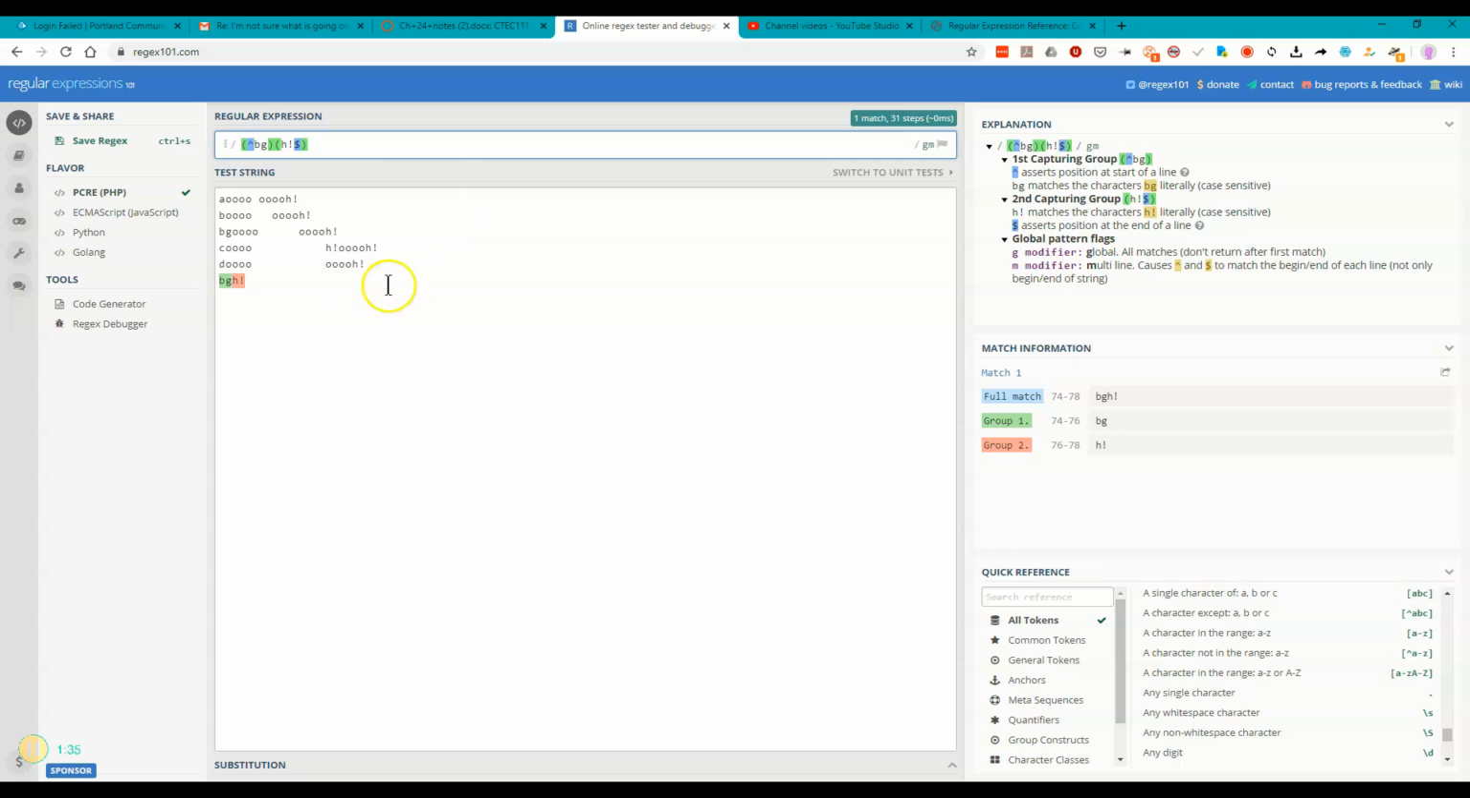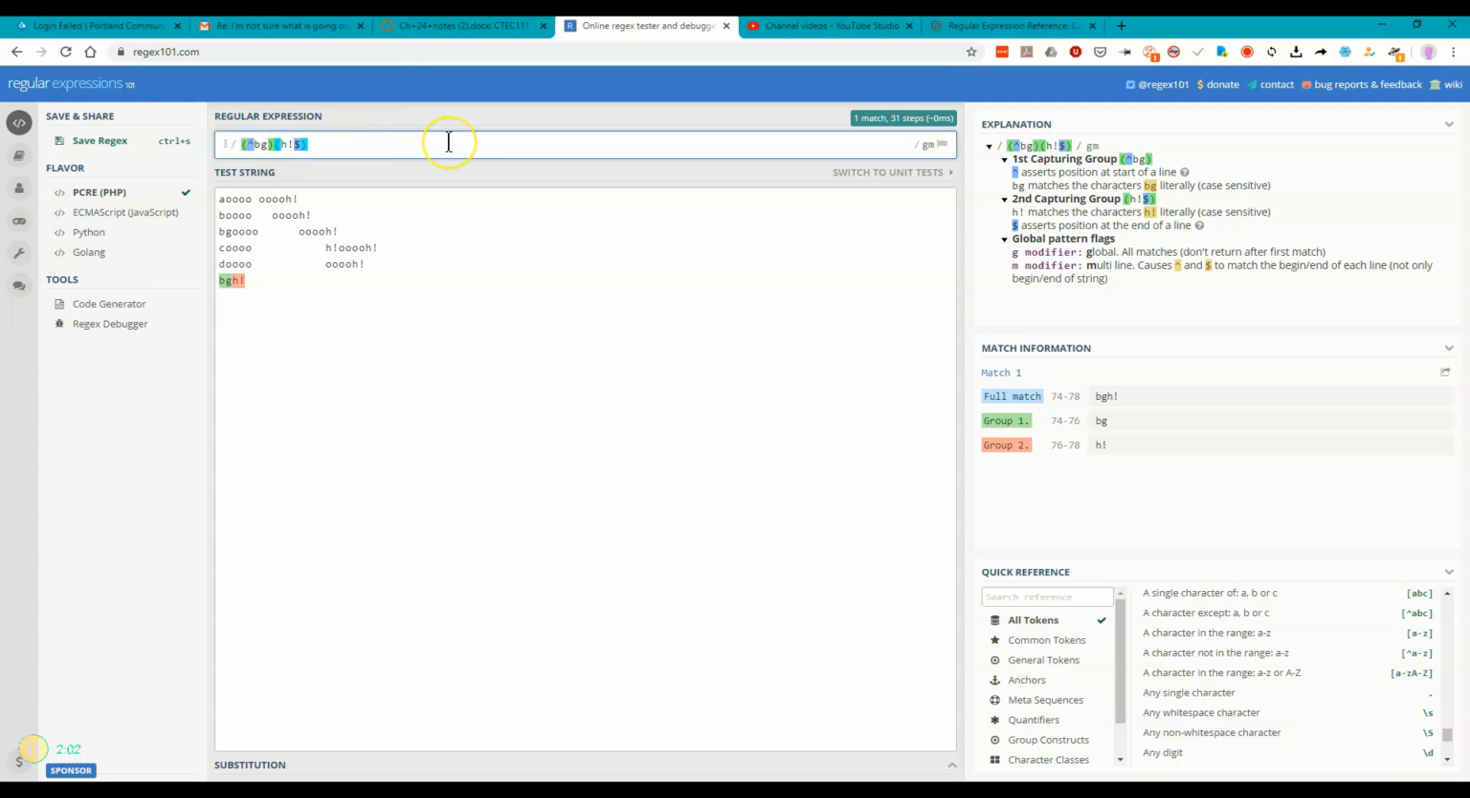And now we have begins with BG, ends with H exclamation point. But wait a minute, this one begins with BG and ends with H exclamation point. How come it isn't included? Well, that's because we haven't allowed for any characters in between here. We've said only this character, whatever is in this first one, and then this set of characters, whatever is in the second one, but nothing in between.